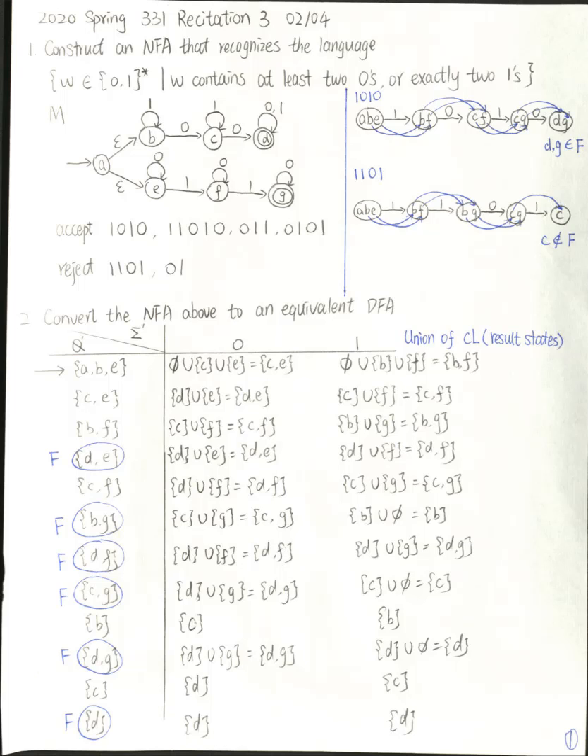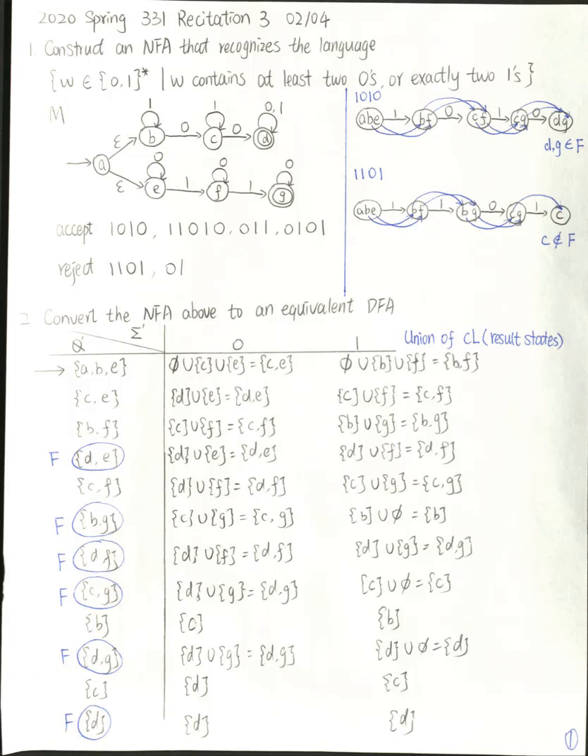You do this computation every time you have two states. After reading the symbol 0 or 1, you check if they are new states or not. If they are new states, just put them in the left column. You do this computation until you have no new states. That means you have finished the computation.